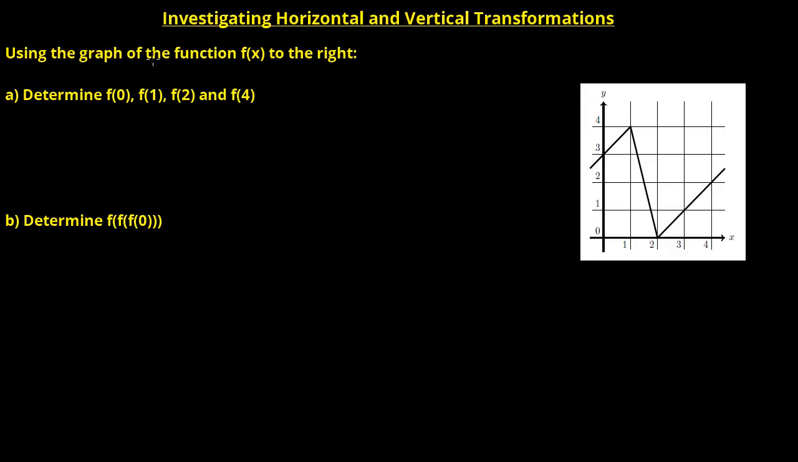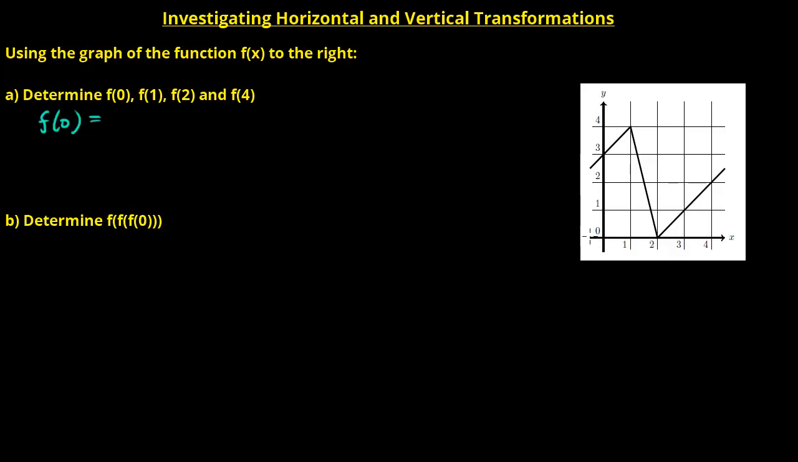Hi everyone, in this video we look at investigating horizontal and vertical transformations. So first off, we're told using the graph of the function f of x to the right, we want to evaluate f of 0, f of 1, f of 2, and f of 4. To do that, we can use the graph, we can look at the corresponding y value for each x value on the graph.